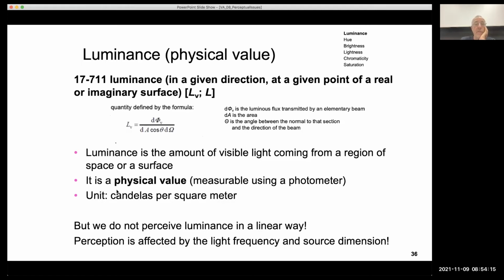So we are comfortable with the fact that luminance is a physical value, but we have to forget it very quickly. The human perception of luminance is not linear in any case. The perception of luminance is affected both by the frequency of the light and the source of the emitted light. So the same value of luminance is perceived in a totally different way according to the color of the light and the dimension of the source of the light itself.